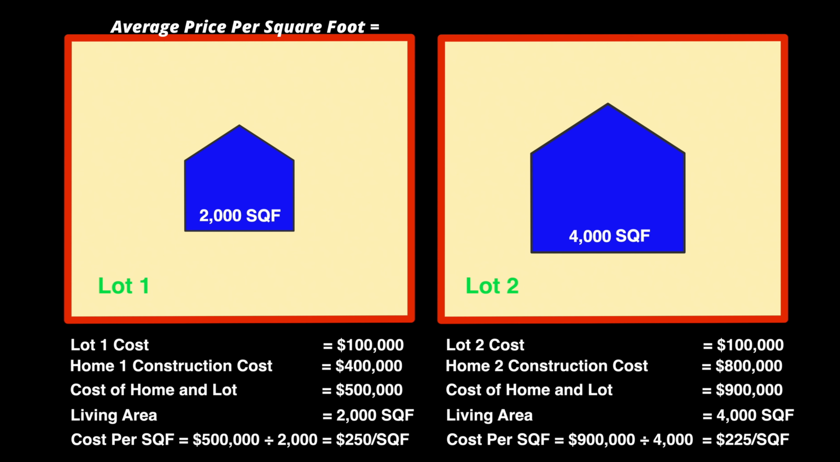What is the average price per square foot of these two homes? It's $237.50 per square foot. But wait, $237.50 per square foot undervalues the 2,000 square foot home that costs $250 per square foot, and overvalues the 4,000 square foot home that only costs $225 per square foot to build. This should convince you that the average price per square foot is a poor way to value homes.